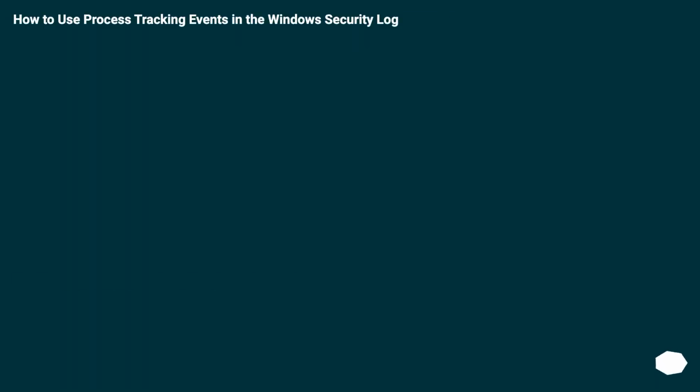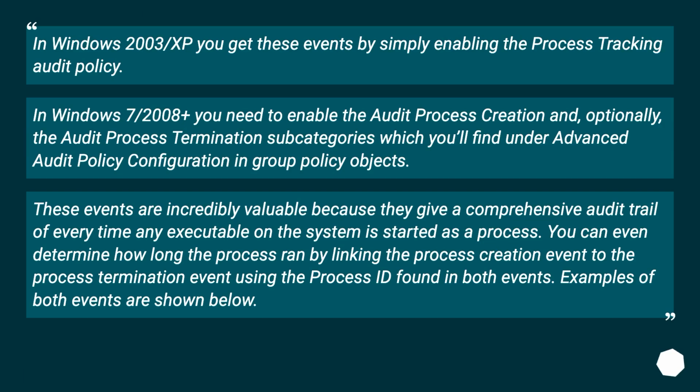How to use process tracking events in the Windows Security Log. In Windows 2003/XP you get these events by simply enabling the process tracking audit policy. In Windows 7/2008 plus you need to enable the audit process creation and, optionally, the audit process termination subcategories, which you'll find under Advanced Audit Policy Configuration in Group Policy Objects. These events are incredibly valuable because they give a comprehensive audit trail of every time any executable on the system is started as a process.